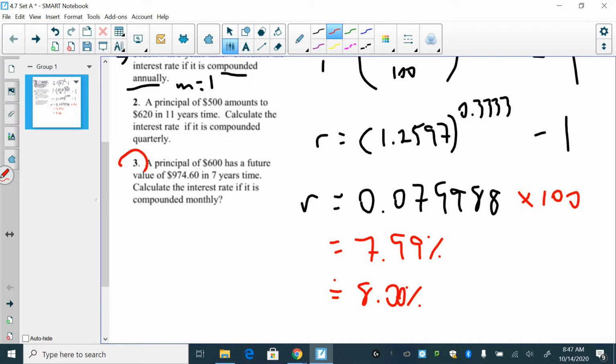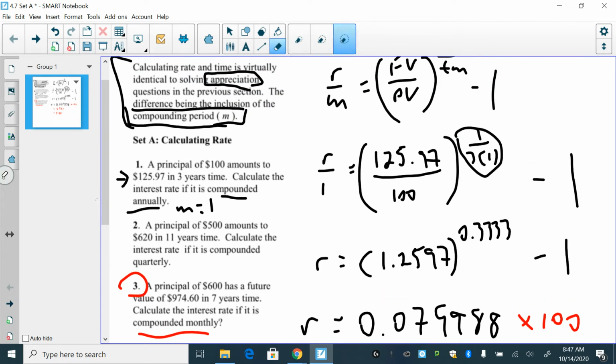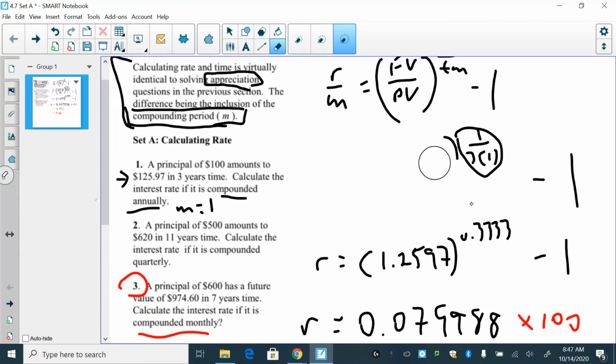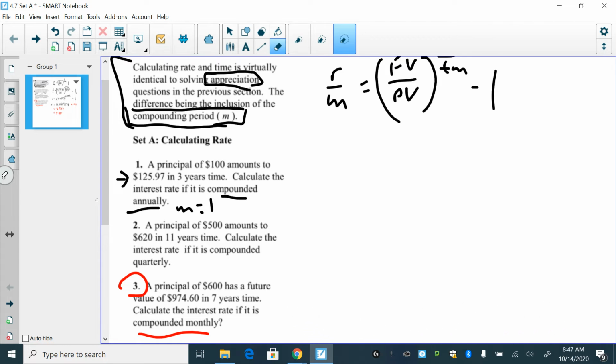Okay, I'm going to do number 3. I'm going to do this question again, just so you can see the difference between annually versus monthly. Okay, so I'm going to go back and I'm just going to erase this. Remember, I'm using the same formula. And then I just want to plug in those new numbers, just so you could see it's a little bit more work when it's not annually. Okay, so all this is saying is a principal 600 has a future value of $974.60 in 7 years, compounded monthly.